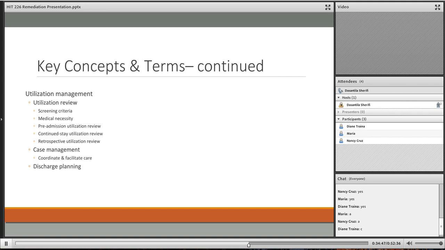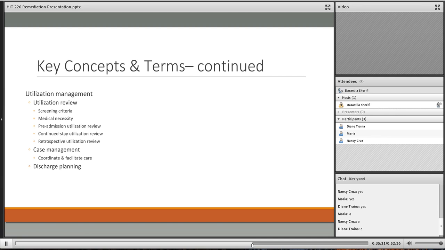Retrospective utilization review. While this is done afterwards, so no changes would occur for a patient currently at the hospital, it does serve a purpose because sometimes it's just impossible to do all the analysis on a concurrent basis. So some of it is going to be done after the fact. But there is still an opportunity to identify trends, identify problems, and then try to address them.